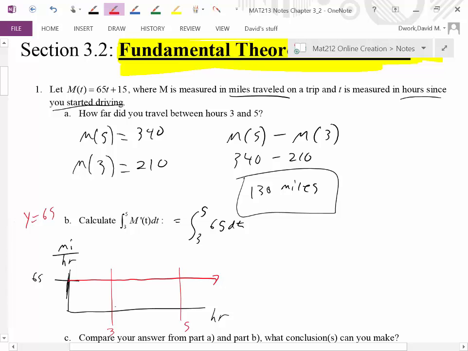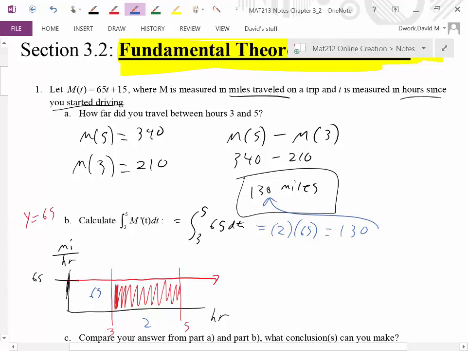So how do I find the area under the curve here? Well, hopefully you're saying, hey, that's just a rectangle with a width of 2 and a height of 65. So therefore, I would calculate this by just doing 2 times 65, and that would make 130.